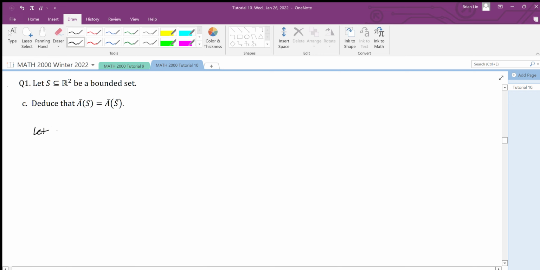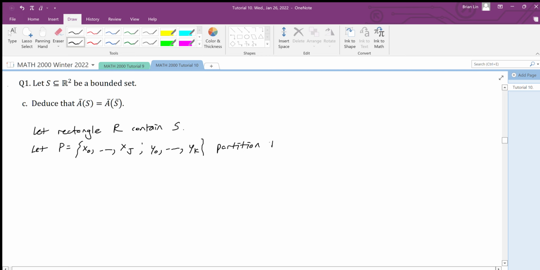So let rectangle R contain S. Let P partition R. So P is a partition of the rectangle R, and we fix epsilon greater than 0.